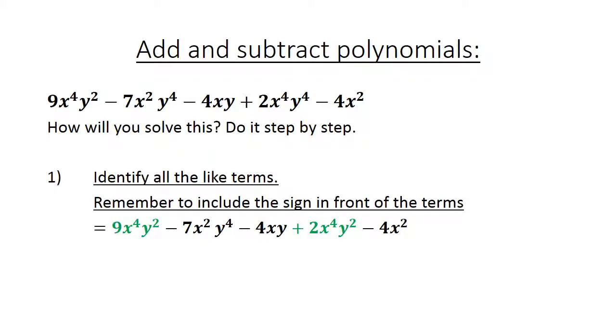So the only two that we're going to add is my 9x to the power of 4, y to the power of 2, and the 2x to the power of 4, y to the power of 2, equals 11x to the power of 4, y to the power of 2, minus 7x to the power of 2, y to the power of 4, it stays like that, minus 4x to the power of 2, and minus 4xy.